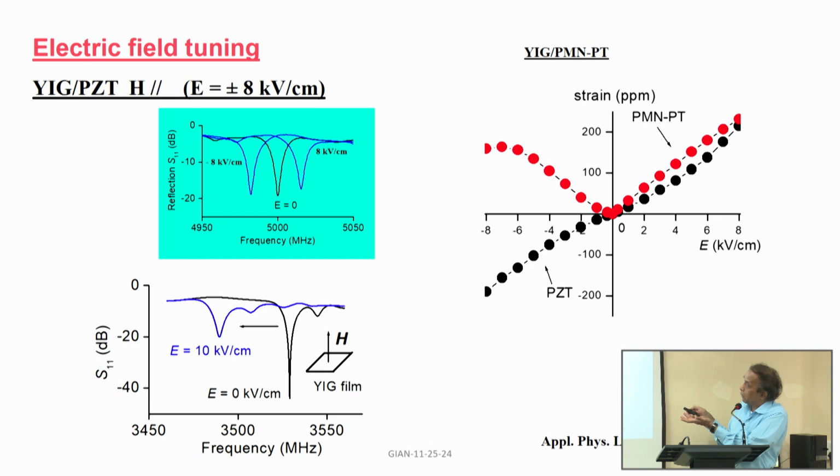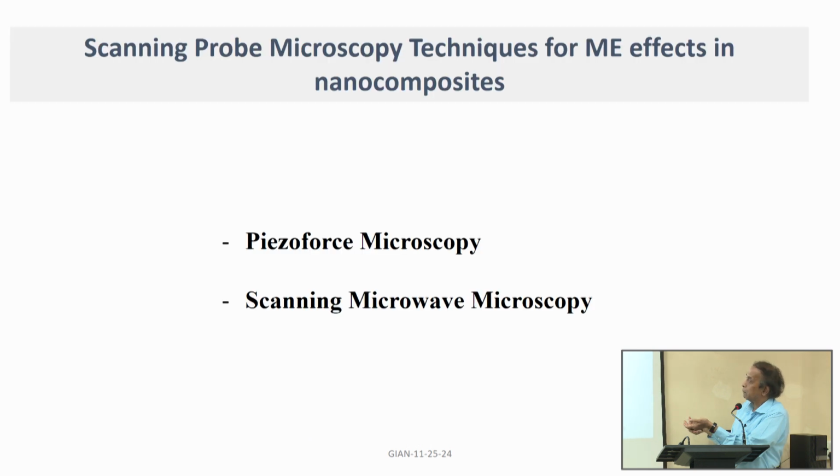This one shows what we measured when we used yttrium iron garnet and PZT, or YIG, PMN and PT, and it's just a simple calculation based on whatever shift we measure here.